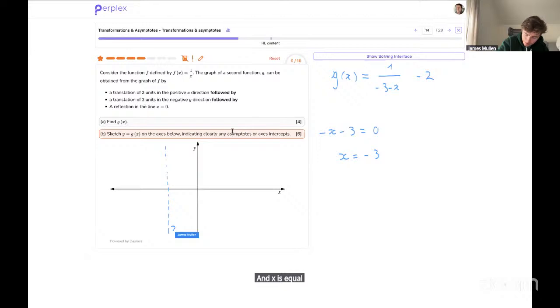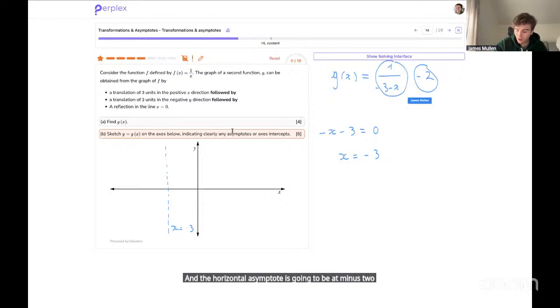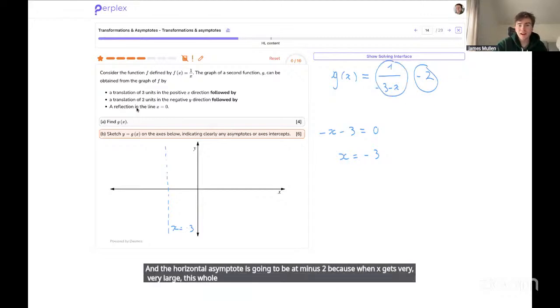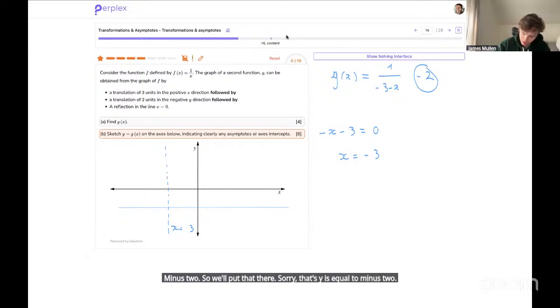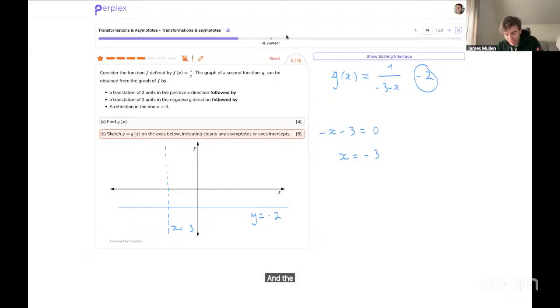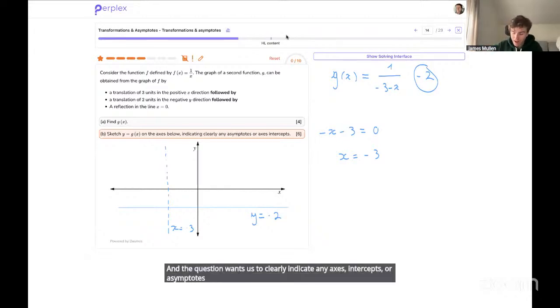That's my vertical asymptote. And the horizontal asymptote is going to be at minus 2 because when x gets very, very large, this whole fraction is going to become essentially 0 because the denominator is going to become huge. So I'm going to have a horizontal asymptote at y is equal to minus 2. So we'll put that there. And the question wants us to clearly indicate any axes, intercepts, or asymptotes.